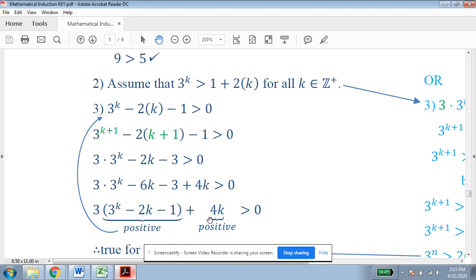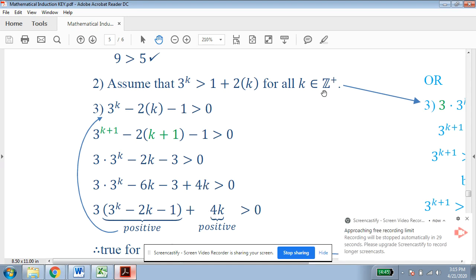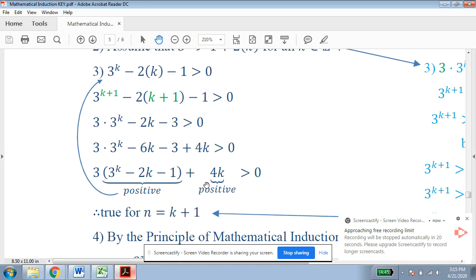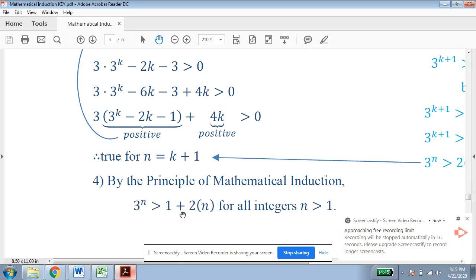Well, this other stuff is just a 4k. Remember, k had to be a positive integer. So I know that 4 times an integer is positive, so that must be bigger than 0 as well. The whole left-hand side must be positive, so it is true for n equals k plus 1. So by the principle of mathematical induction, 3 to the n is greater than 1 plus 2n for all positive integers.